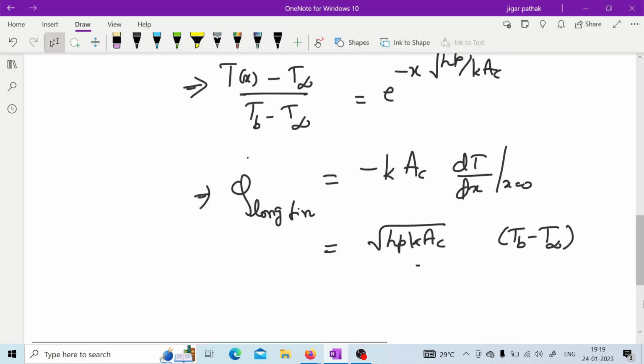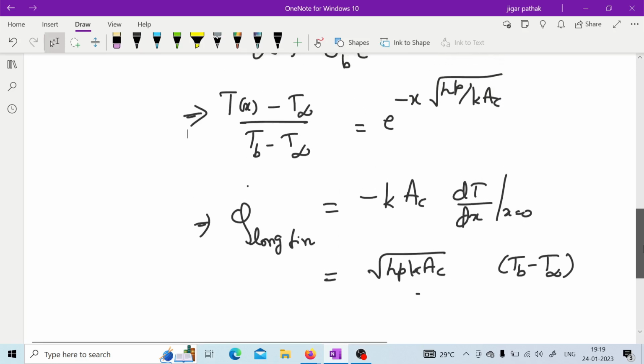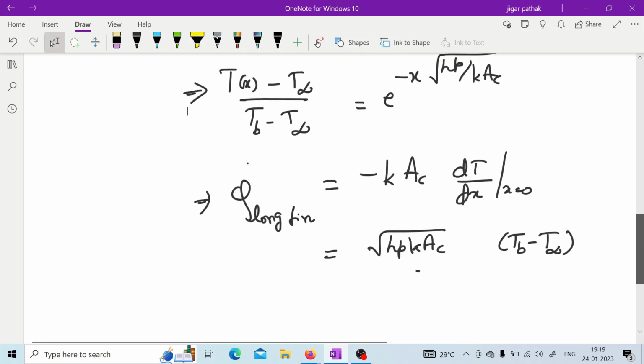Yes, at x equal to L equal to 0, sir. Sorry, temperature gradient is 0 at infinite length. Temperature gradient is 0 at infinite length. Yes, at x equal to L it will be 0.